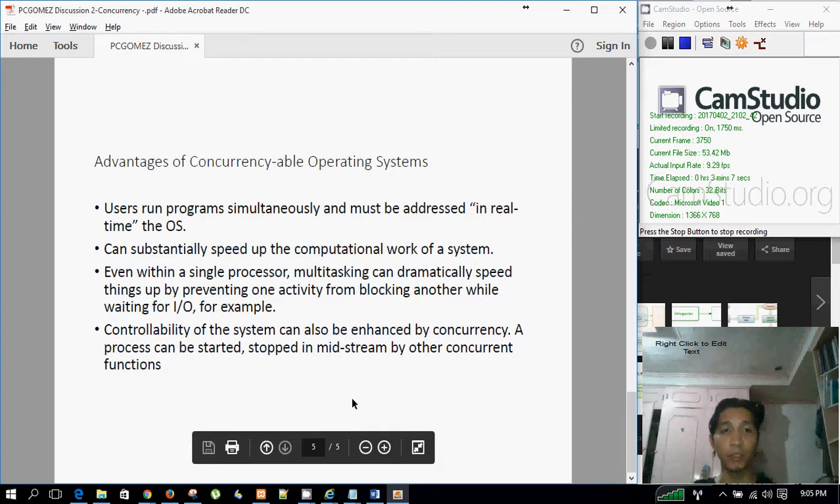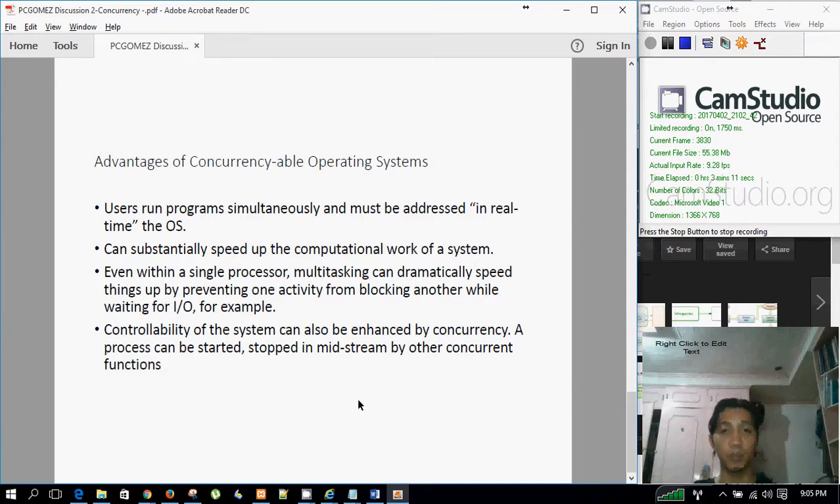Controllability of the system can also be enhanced by concurrency. The process can be stopped and started midstream by other functions as needed.